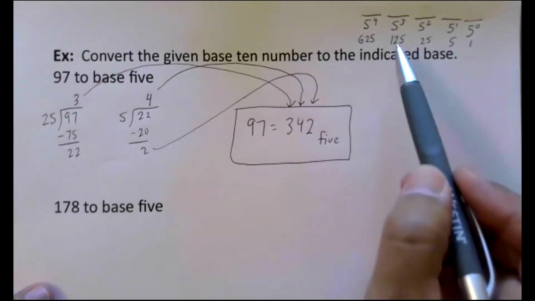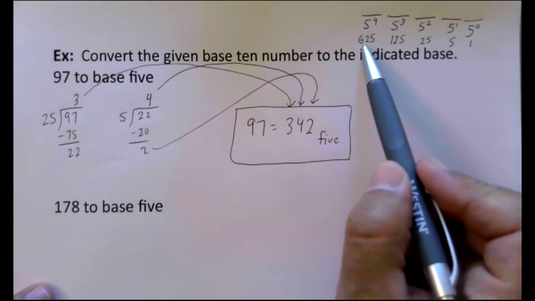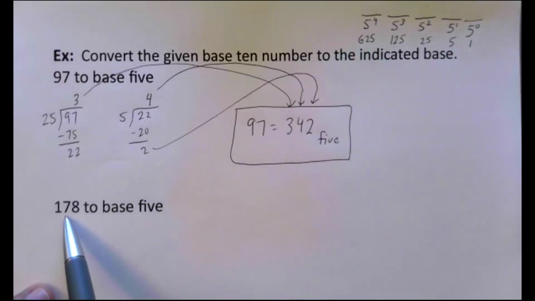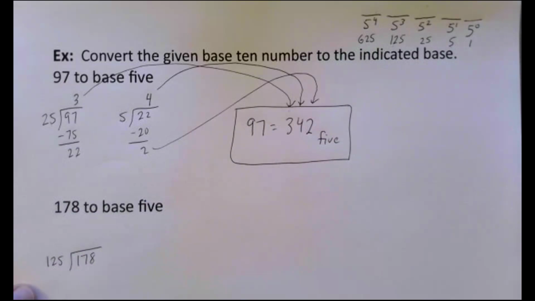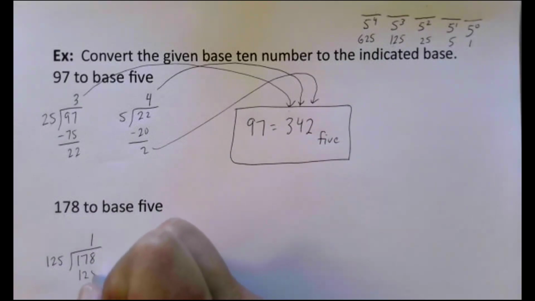So I'm going to start by dividing 178 by 125, not 625, because that's bigger than that. So 178 divided by 125. Go ahead and do it on your calculator if you would like. 178 divided by 125. Don't use any fraction bar or anything. Use the actual division sign. Should give you a decimal answer. It goes in once. Ignore the decimal part. Just take the whole number 1. 1 times 125 is 125, and then we subtract right here.